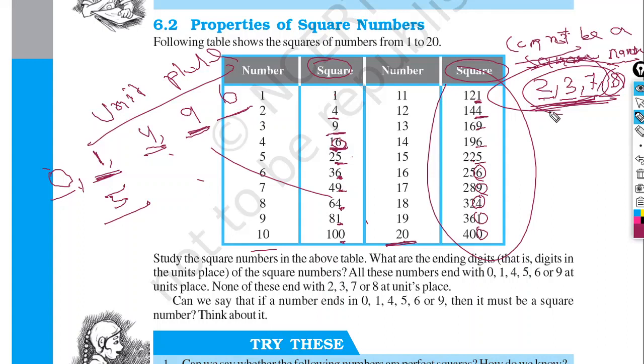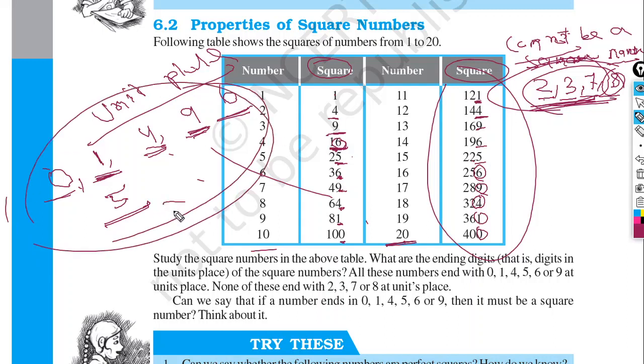Now if the unit place is 0, 1, 4, 9, 6 or 5, then we can consider that the number may or may not be a square number. Because say suppose 1 is there, we'll write 1. 1 is a square number, 1 equal to 1 square. I'll write 11. Is 11 a square number? No, 11 is not a square number. 21. Is 21 a square number? No. Then 31. 31 is also not. 41 not. 51 not. 61 is not. 71 not. 81 is a square number.